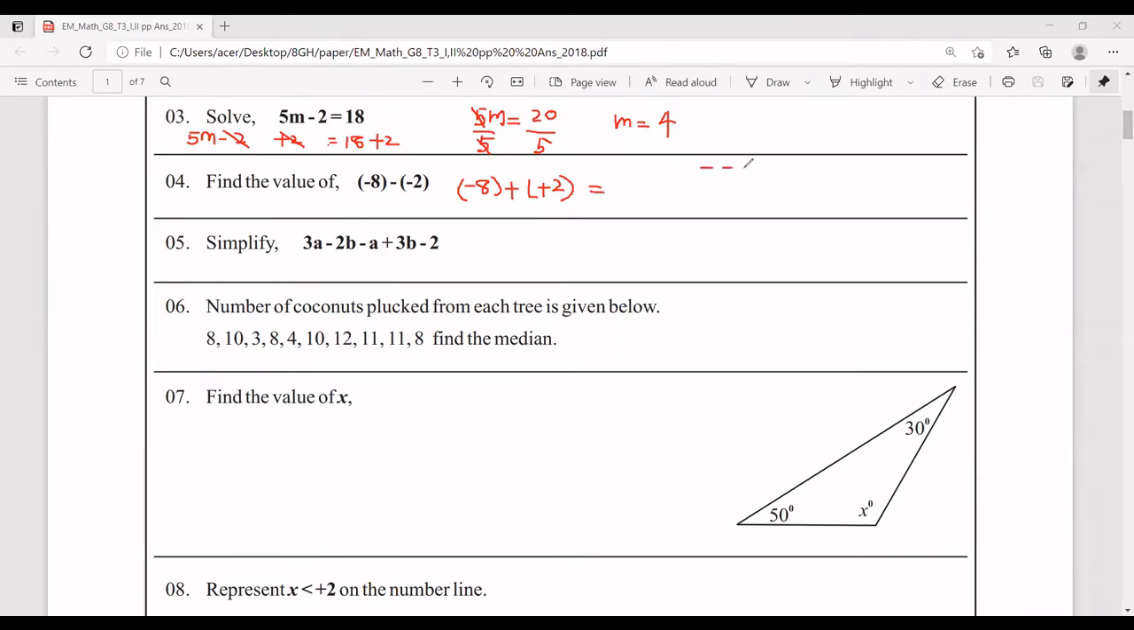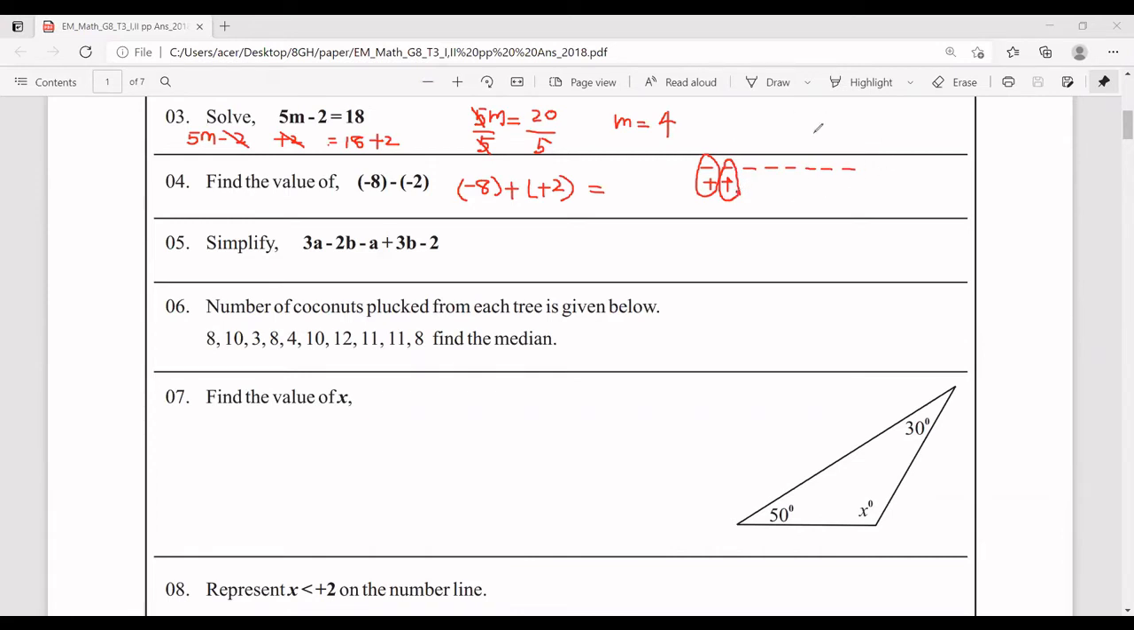1, 2, 3, ... 7, 8. Minus 8 and plus 2. Plus 2 is like this. Minus 8 and plus 2. So you can make 0 pairs by taking minus and plus. You can cancel this pair and this pair.